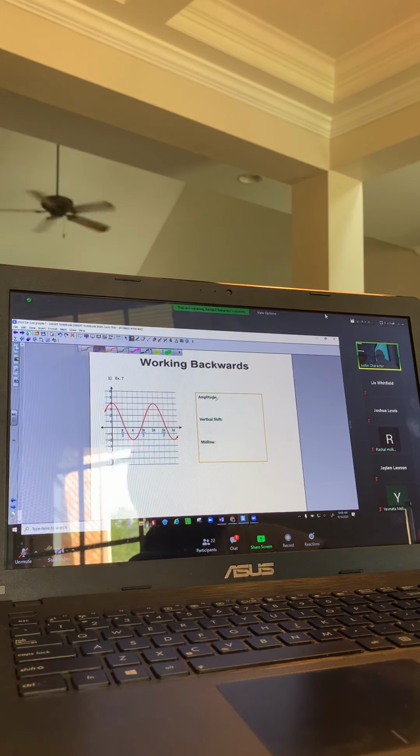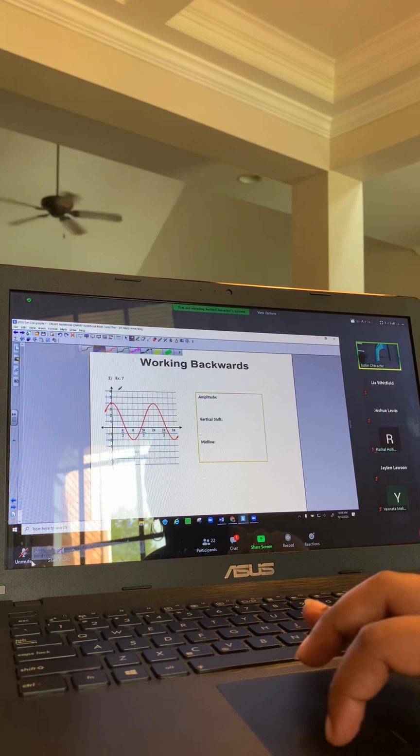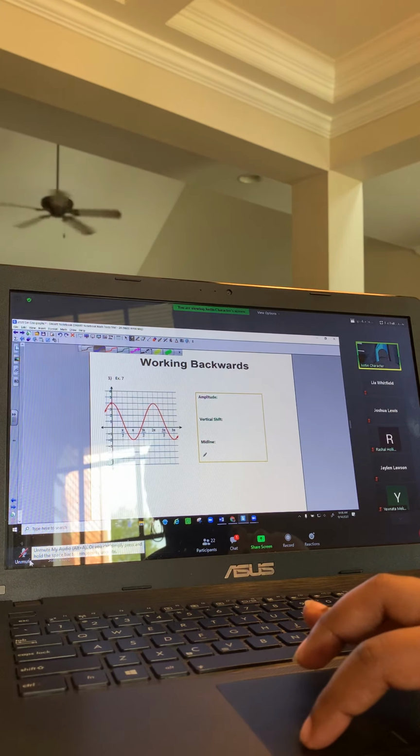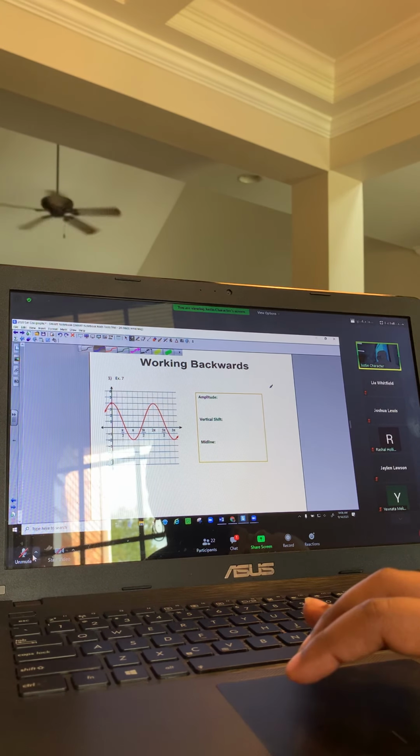So first thing, somebody just tell me your share out. I don't care if you're face-to-face or virtual. What is one thing I need to identify in order to make an equation from this picture? The high, middle, and low.